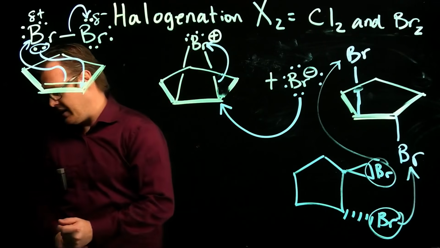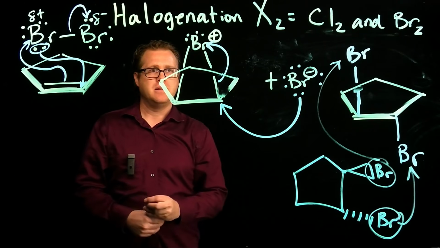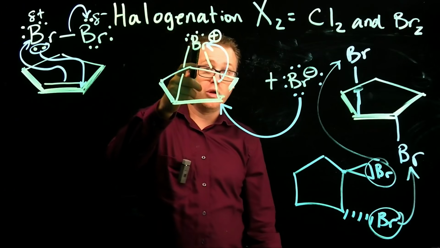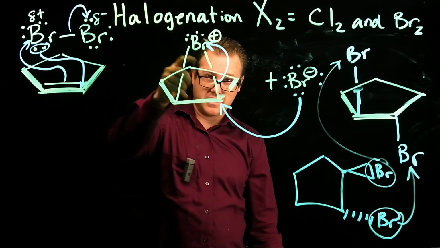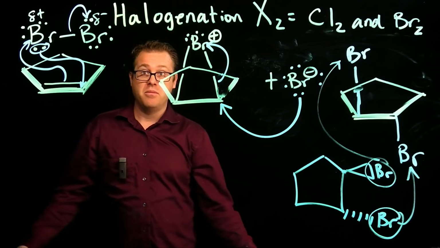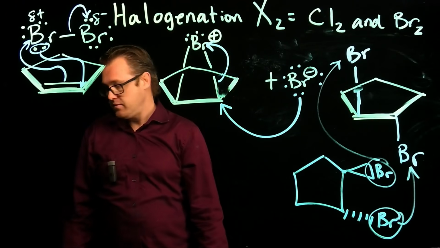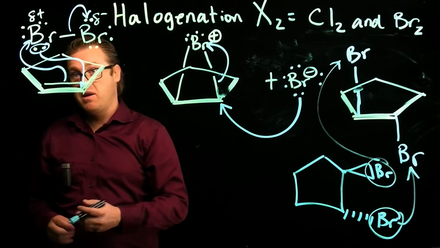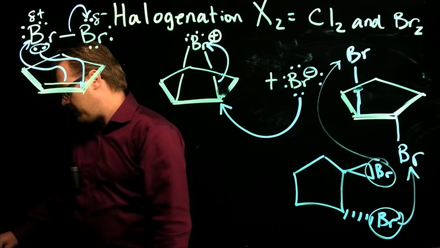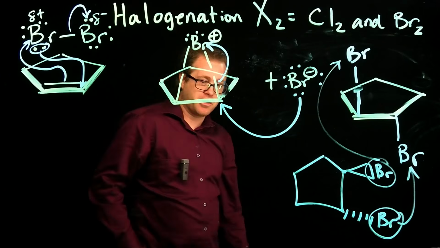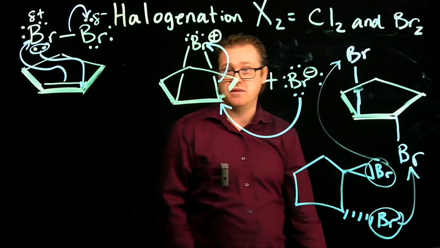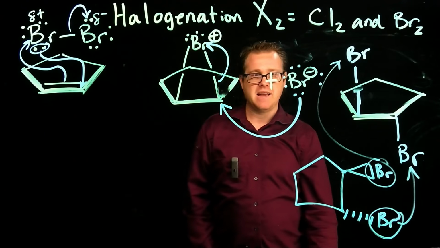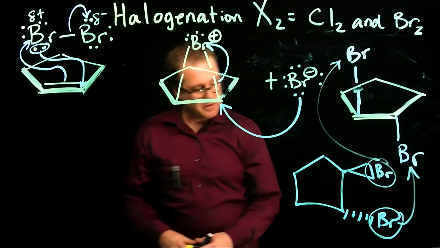Let's see, anything else that we need to say with that one? If you decided to use chlorine, you would have a chlorine here, just like this, and we would call it the chlorinium ion. And you can see that this resembles the three-membered structure when we were looking at the oxymercuration, demercuration reaction. It formed that three-membered ring with the mercury. So the same concept. All right.